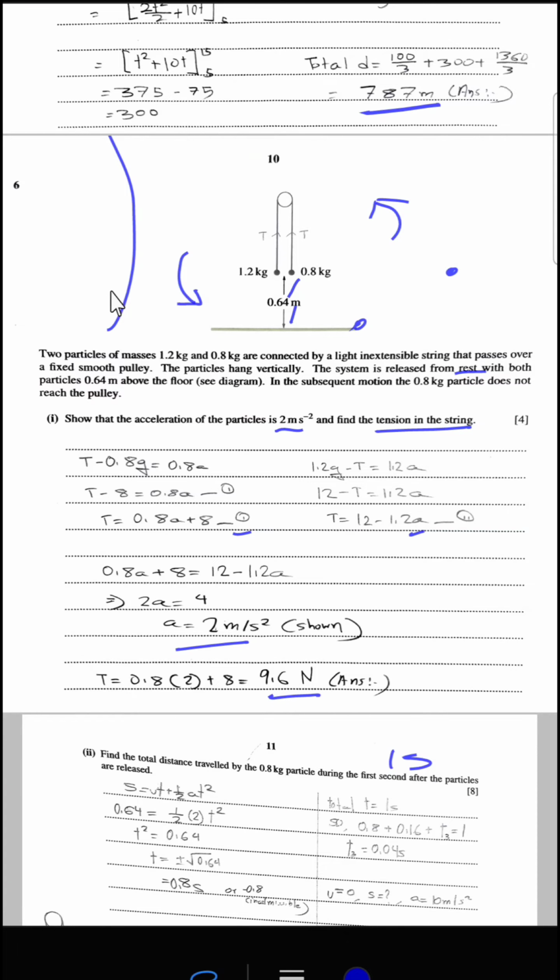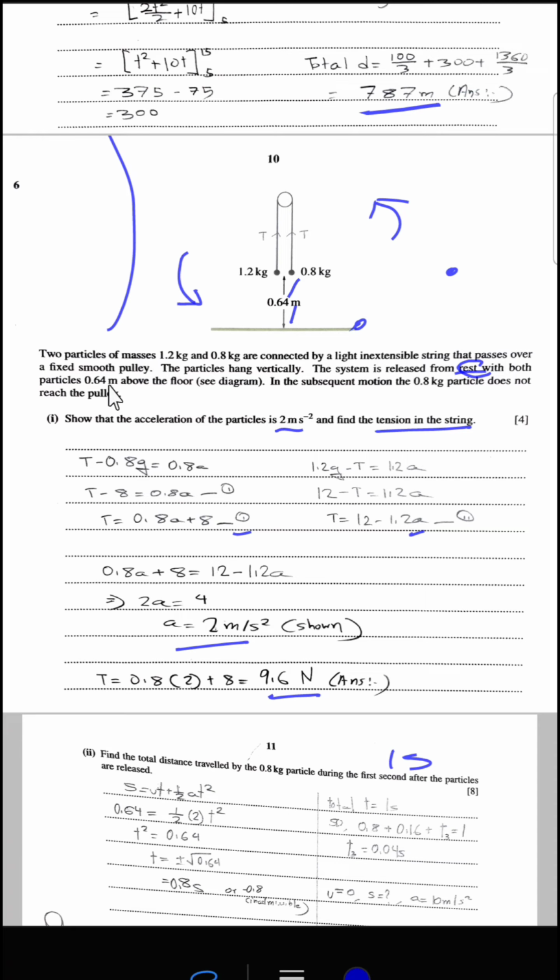In question number 6, two particles of mass 1.2 kg and 0.8 kg are connected by a light inextensible string passing over a fixed smooth pulley. The particles hang vertically. The system is released from rest. That means they are initially at rest.